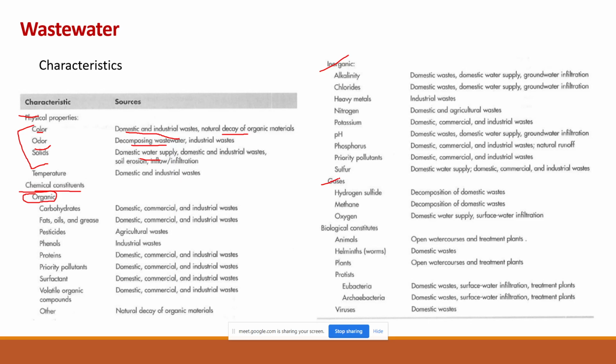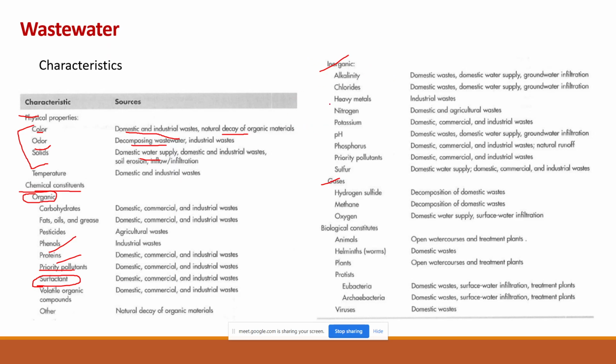So you see there are different kinds of organic constituents. There can be carbohydrates or pesticides. Pesticides will obviously come from agricultural fields, from agricultural runoff. Then there can be surfactants, which are basically detergents. They'll come from industrial sectors or from the textile industries. Then there are different priority pollutants, proteins or phenols. These will mostly come from the industrial sectors.